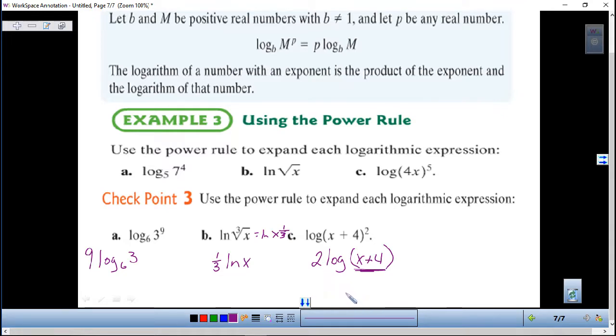So don't get the product rule and some rule that doesn't exist mixed up. Make sure you remember we have to have a product in the log to expand it to a sum of logarithms, not the log of a sum to the log of a product. That doesn't work.